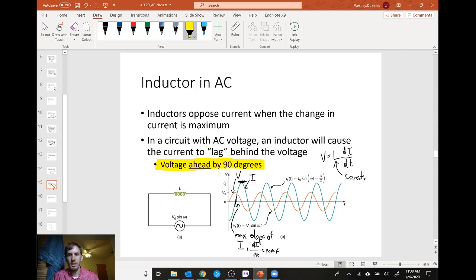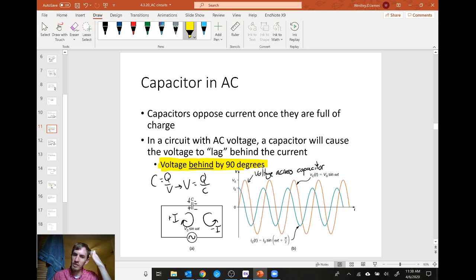Okay. A lot of information there. But we're going to be using that later to derive some other things. The big takeaways I want you to remember are how inductors work. When do they oppose stuff? Well, they oppose when the change in current is maximum. If you can remember that, perfect.